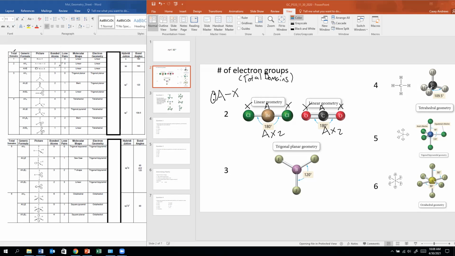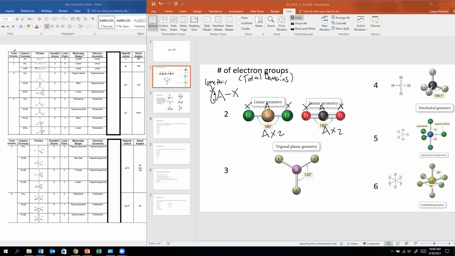So bonded atoms just tells you, for your number of domains, how many atoms are bonded to your center atom. AX2 has 2 bonded atoms. AX has 1 bonded atom. How many lone pairs? Well, AX2 has no lone pairs. And remember, those 2 electrons, that's what we call a lone pair. While AX has 1 lone pair.